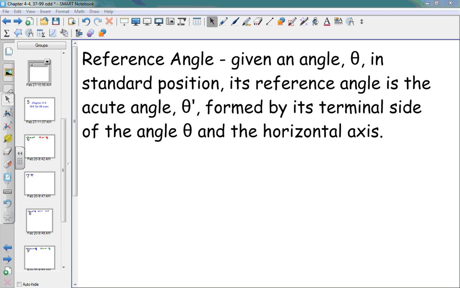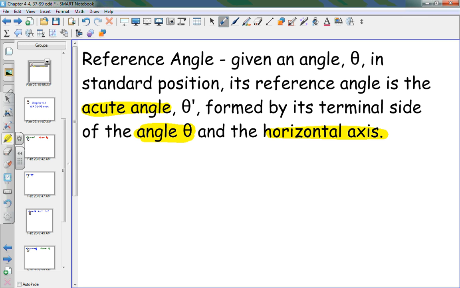Chapter 4-4 continued here. What you need to know are reference angles. Now, a reference angle is basically an angle that is less than 90 degrees. Okay? Given an angle theta in standard position, it's very, very important, its reference angle is the acute angle theta prime. Acute meaning what? Smaller than 90, so an angle between 0 and 90, formed by the terminal side of the angle theta and the horizontal axis. That is essential. There's two things that are essential here. It is an acute angle, and it's formed by the angle theta and the horizontal axis. Those two pieces of information are extremely important.